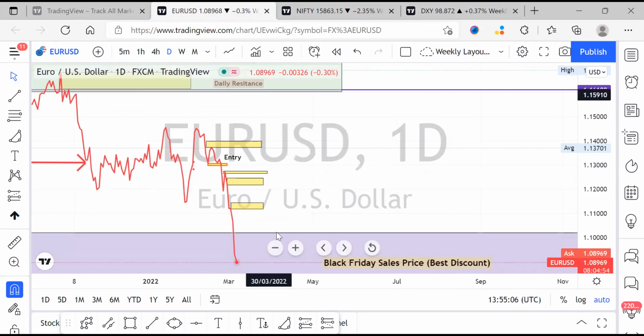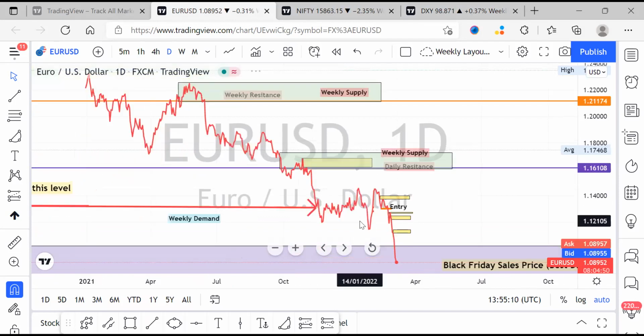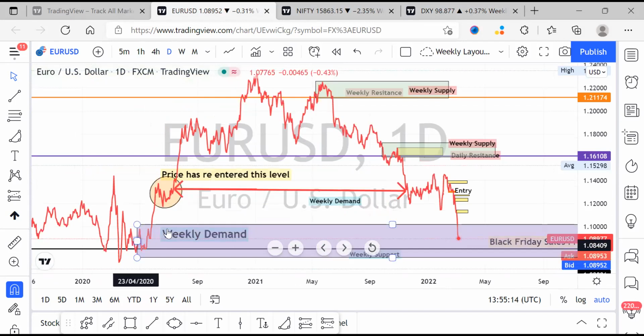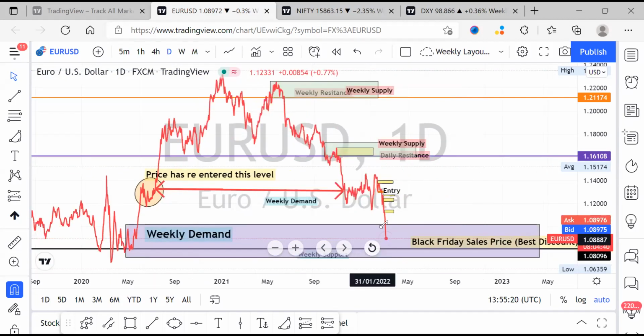Okay, why would you buy at a particular area just because it hits a demand zone? You must see something like this. You must see a reversal from here, then you enter. Not just because it hits a zone, okay?